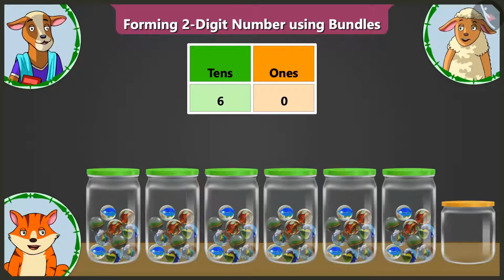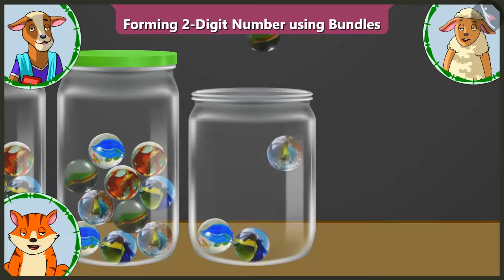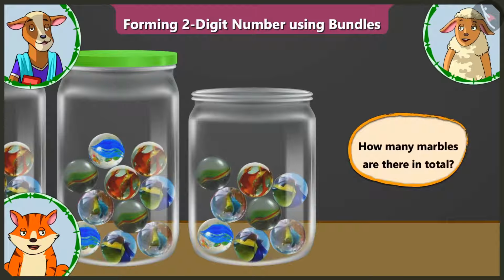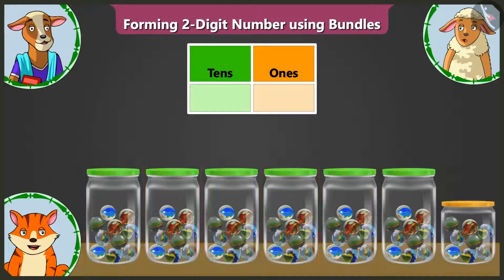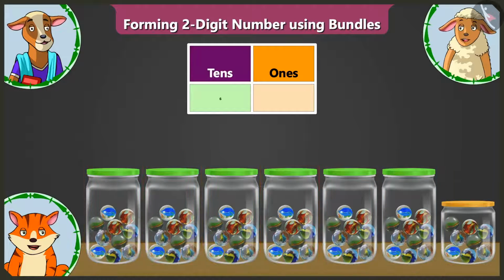We understood. Now look, in this empty seventh jar, I am putting some marbles in it. Now tell me, Lily, how many marbles are there in total? Here in the first 6 jars, there are groups of 10 marbles each. That means there are 6 groups of 10 marbles each. That is why in the tens box, we have to write 6.